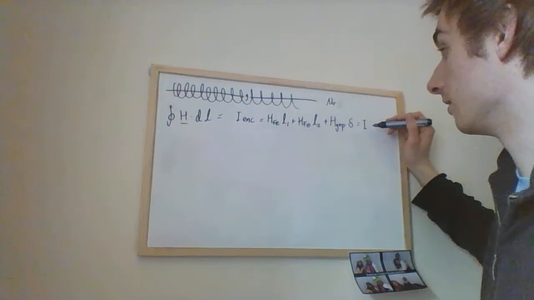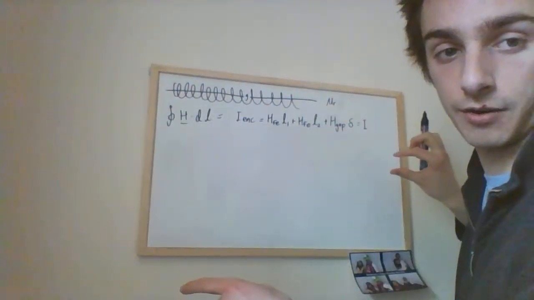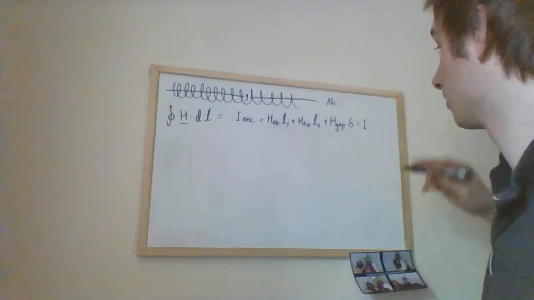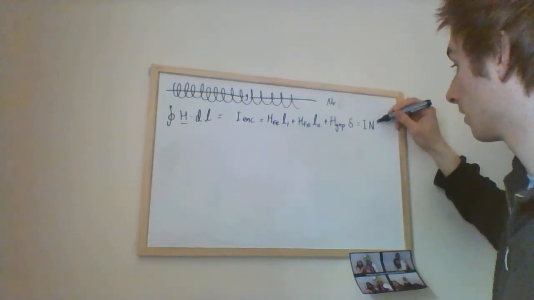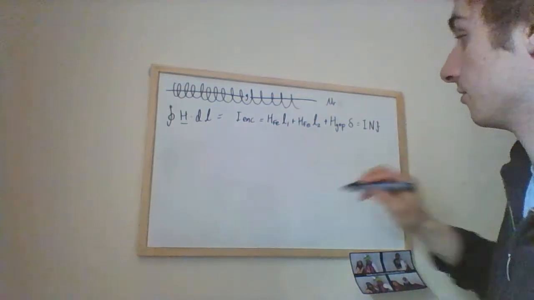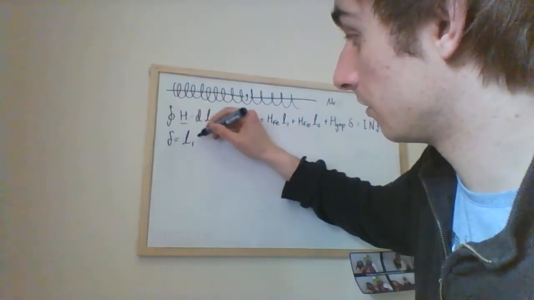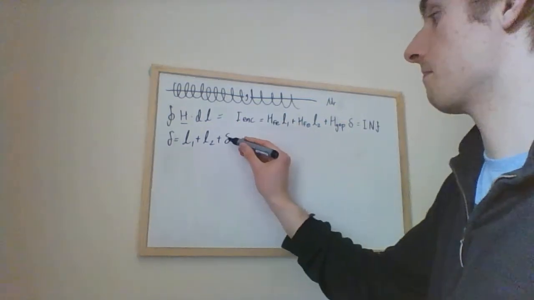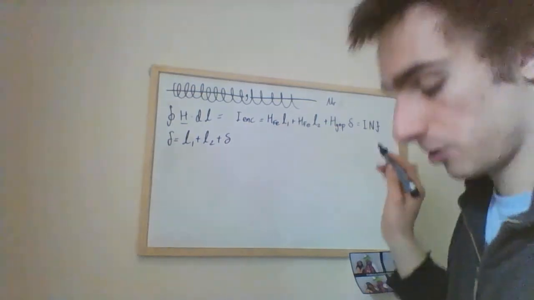But then we also need to consider how many turns are going through here as well. So we have n turns per unit length, and we'll call f the length here, where f is equal to L1 plus L2 plus the length of the gap. So there we go.